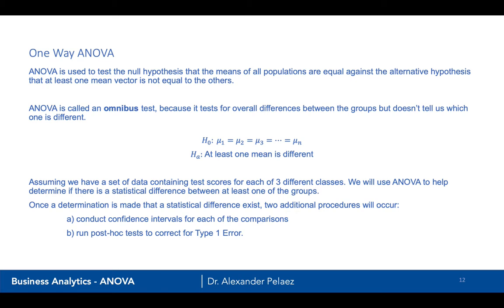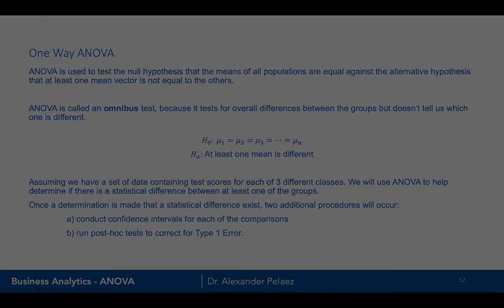Now, assuming we have a set of data containing test scores from 3 different classes, we're going to use ANOVA to help determine if there is a statistical difference between one of the groups. After we've determined that there is a statistical difference for ANOVA, we will conduct confidence intervals for those groups, as well as conduct some post hoc tests.